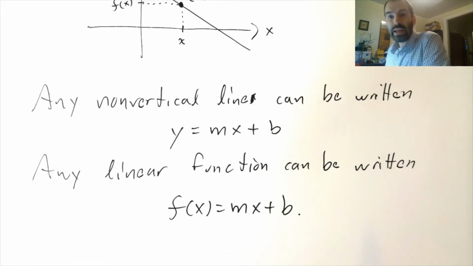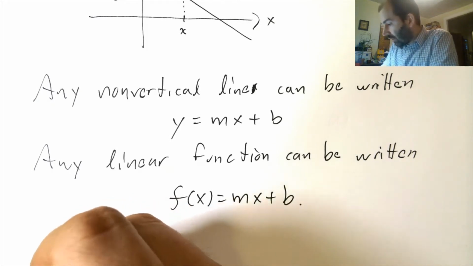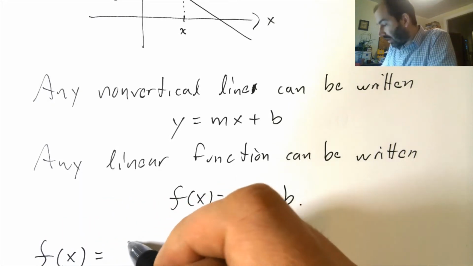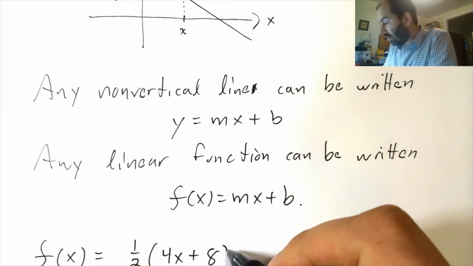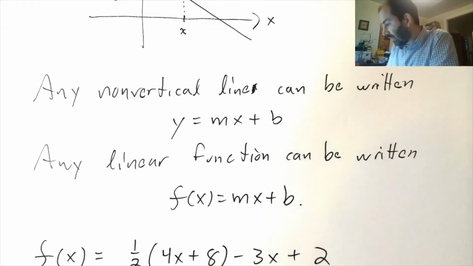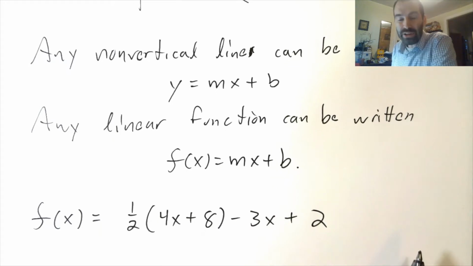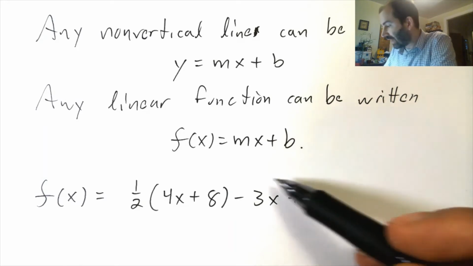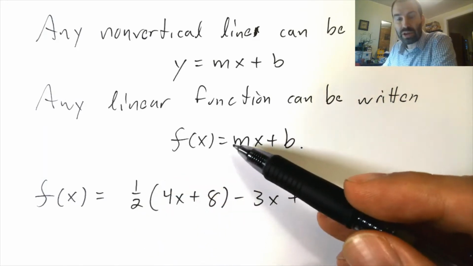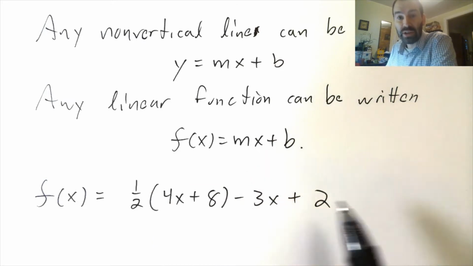Now, do they always look like that at the very beginning? Well, look at this. I could have a function. Let's try this one. This does not look like this. Does that mean it's not a linear function? Well, not necessarily. If I can get it into this form, then it's a linear function. So if I can just use algebra to manipulate this so that I can show that it's equivalent to this, then it is in fact a linear function. So let's try to do that.